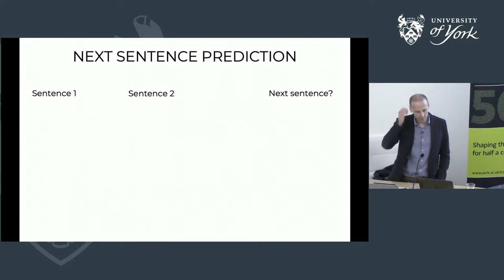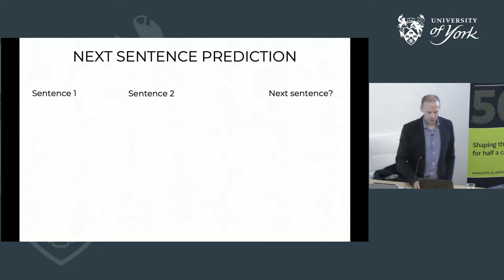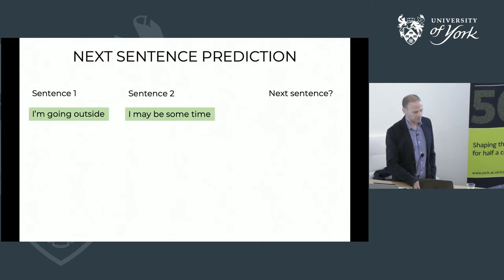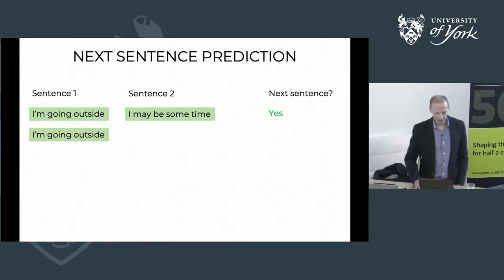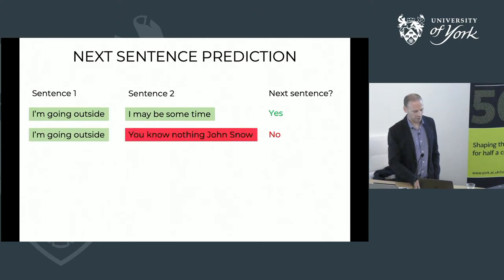The other task they use is sentence prediction. So you give it two parts of a sentence, and it has to say, do they actually follow on from each other? Were they really one after another in the text? So that would be a positive example, that would be a negative example.